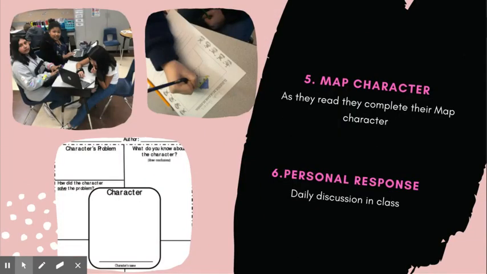Number five and number six, I always do these activities in class. So, map character, or analizando el personaje. As they read, they complete their character map. I give them a copy like this, so they have to answer. Of course, they need to read to find all the answers. And sometimes they like to draw their characters.